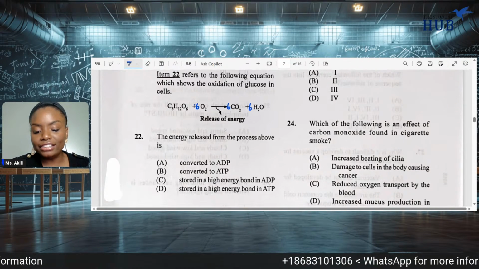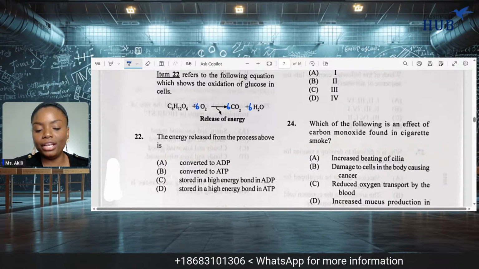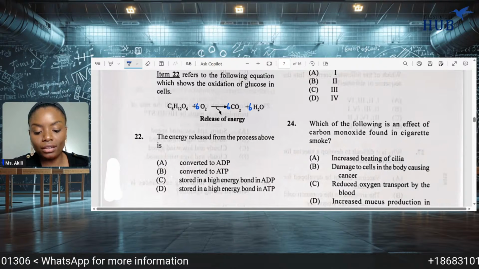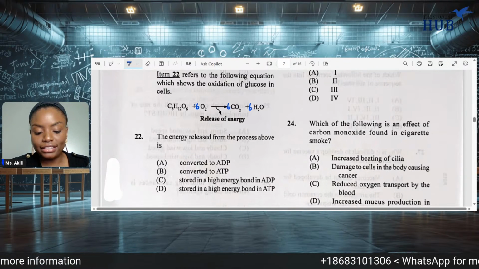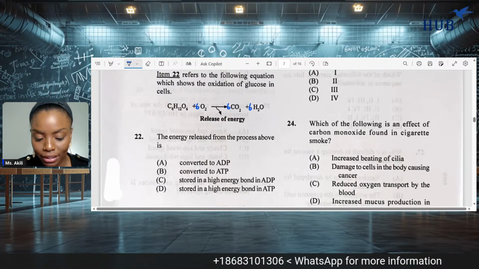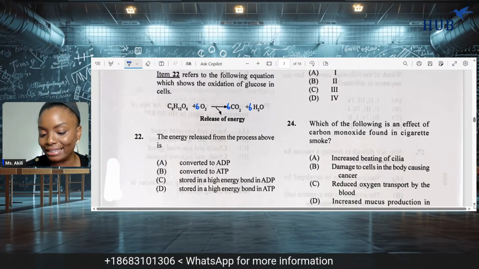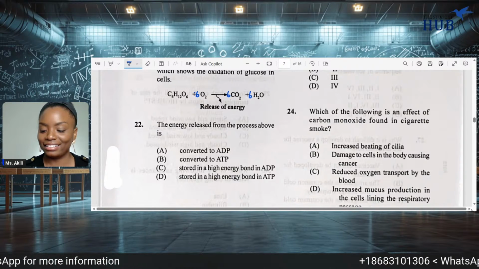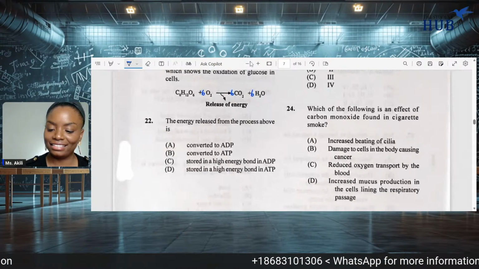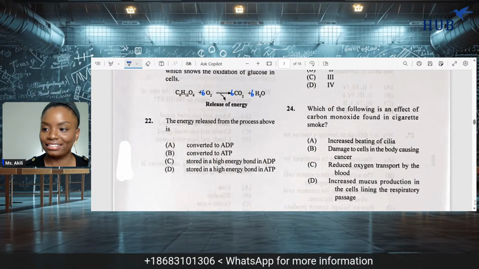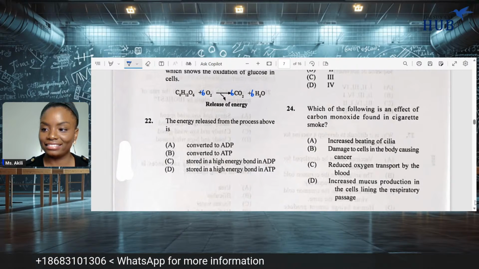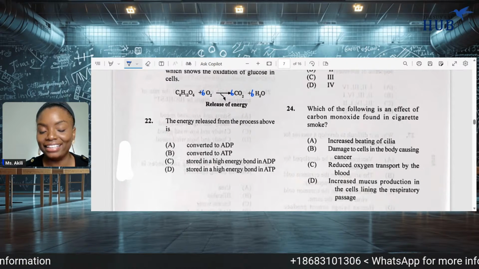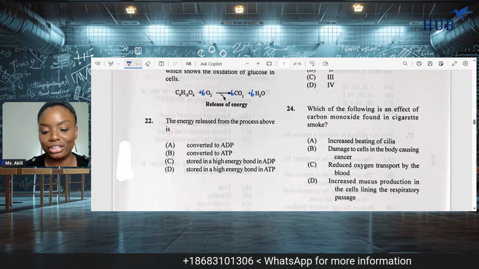Now, the energy released from the process above, what is the energy being used to do? Is it being converted into ADP, converted into ATP? Is it stored in a high energy bond in ADP, or is it going to be stored in a high energy bond in ATP? What do you guys think the answer is? I see B is coming in the chat. This question is a little bit tricky.